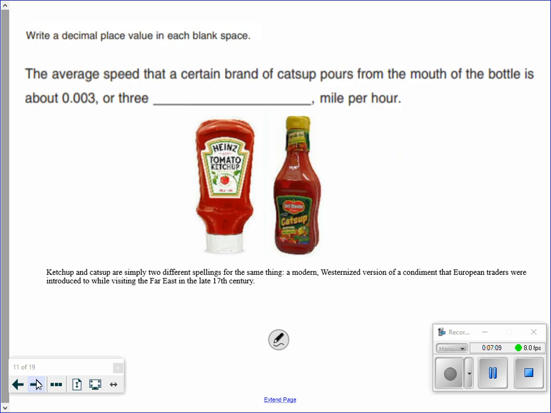Let's take a look at this next one. The average speed that a certain brand of ketchup, why is that called ketchup? Anyways, pours from the mouth of the bottle is about 0.003 or 3 what miles per hour. Tenths, hundredths, thousandths.